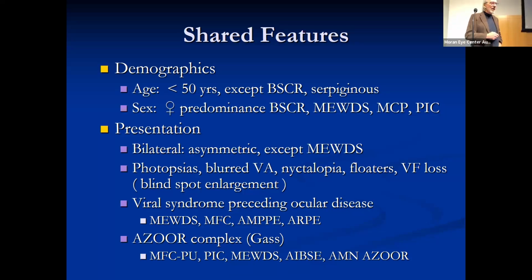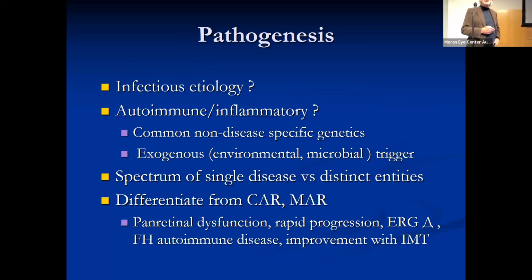They present typically with photophobia, blurred vision, nyctalopia, floaters, visual field loss, and not infrequently blind spot enlargement, as do these symptoms when they recur. In about 25 to 50% of them, there may be a viral prodrome. Gass was really the first person to think about grouping these into a complex of disease processes with maybe a shared pathogenesis. We don't really know what causes the white dot syndromes.